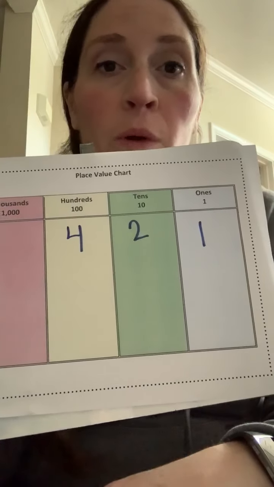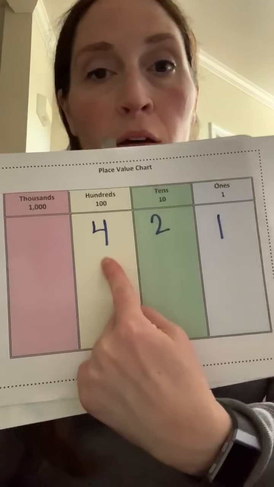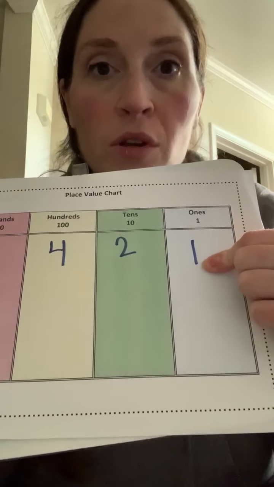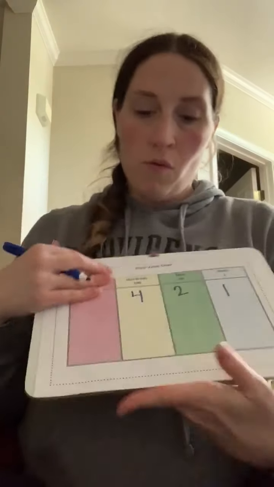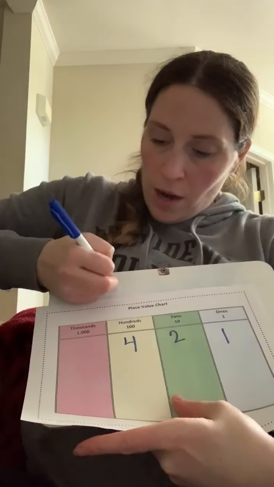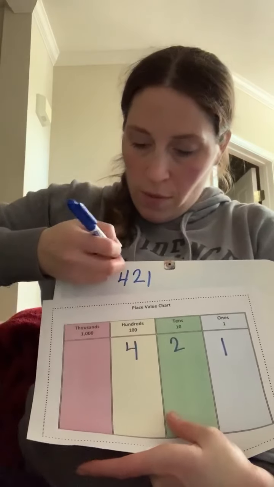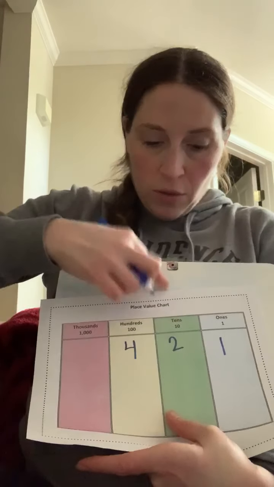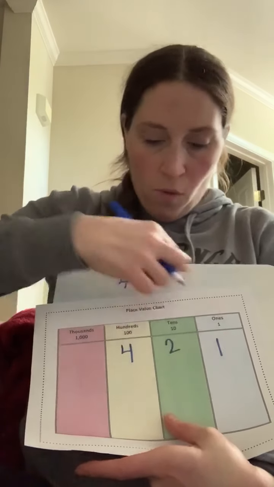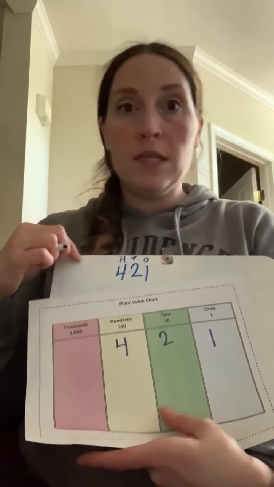If you're asked what number would be in the hundreds place, that would be the 4, and what number's in the ones place, that would be your 1. So you can use your place value chart to help you, or if you don't want to print that out, you can just write your number and just look that the 4 would be hundreds, the 2 would be tens, and the 1 would be ones.